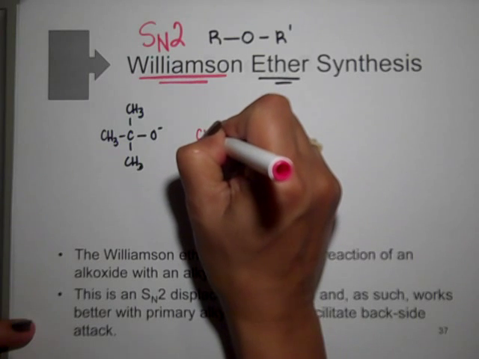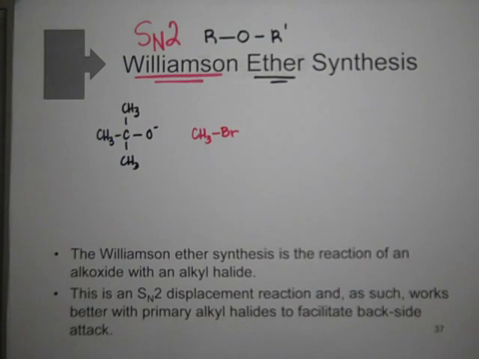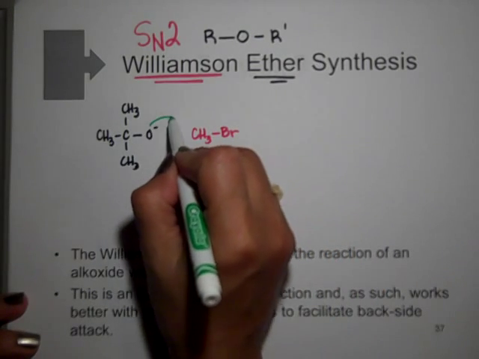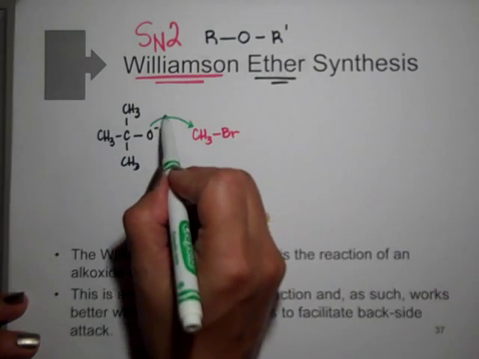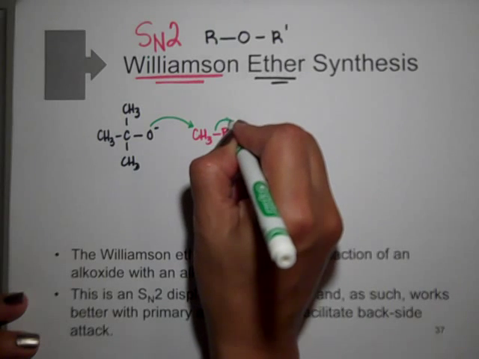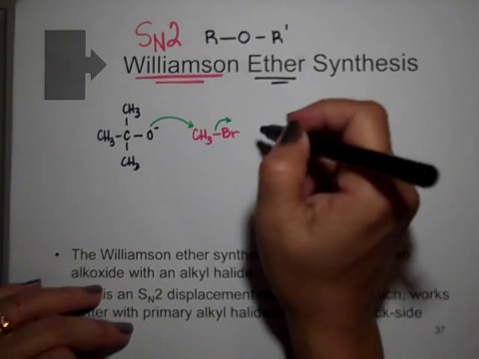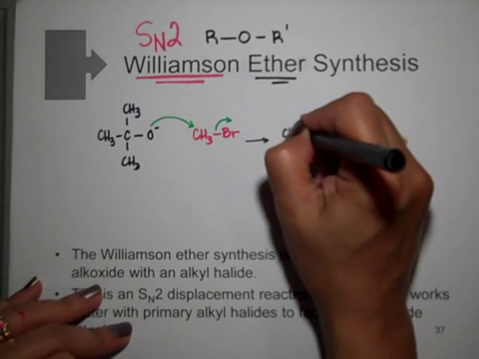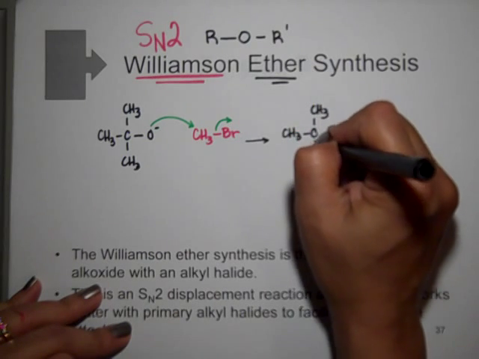And what happens if I add methyl bromide to it? Can I make a double bond with methyl bromide? No, you cannot, because you only have one carbon and you need at least 2 carbons for a double bond. So the oxygen will attack the carbon and will displace the halide, and it will make an ether. This is the Williamson ether synthesis.